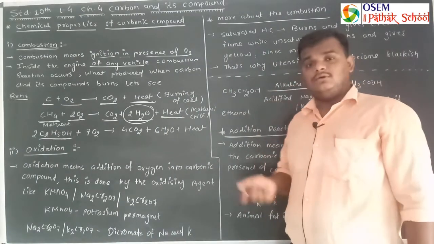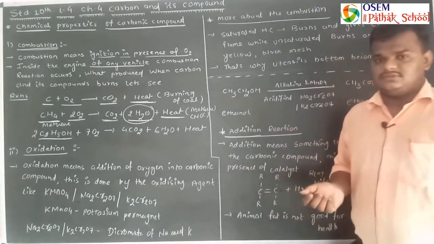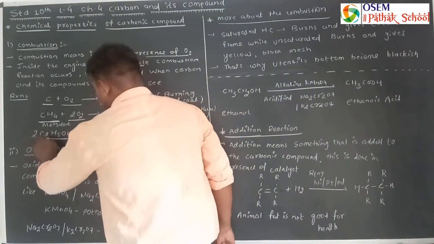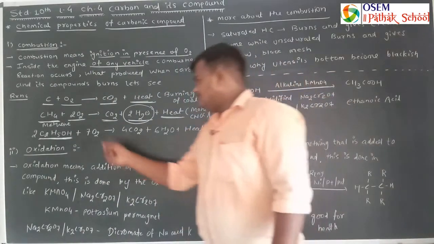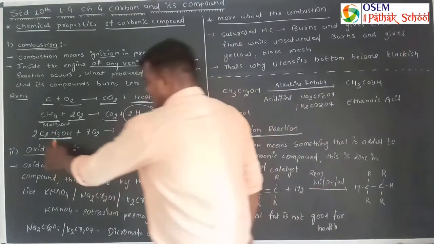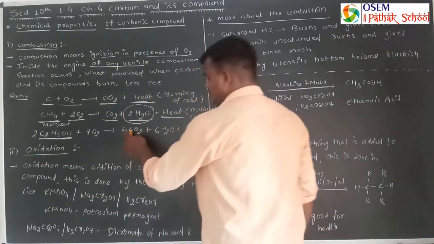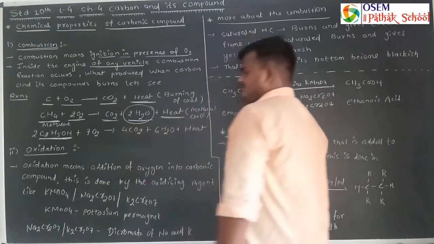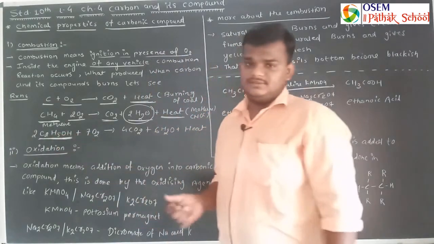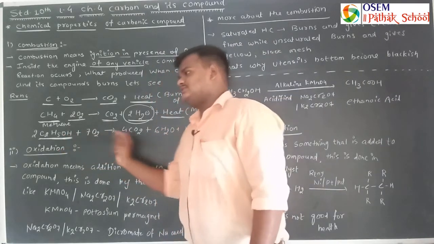What happens when alcohol burns? If you burn alcohol, what is produced? So this is your alcohol, ethanol, and ethanol has the formula C2H5OH. When it burns in the presence of oxygen, the total carbons get converted into CO2. Two carbons are there, so two carbons directly react with oxygen and form CO2, and the 5 and 1 hydrogens remain as they are, and here 1 oxygen and here 2 oxygens.